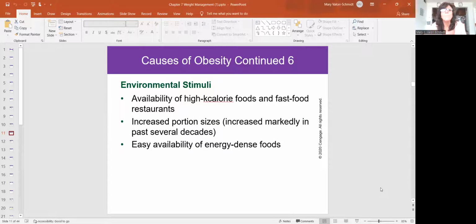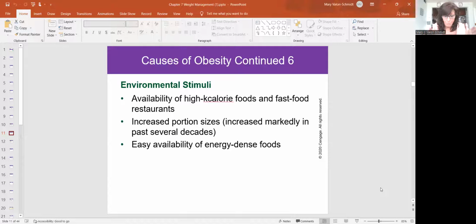There are lots of environmental factors that contribute to obesity. Availability of high calorie foods, fast food restaurants, McDonald's, Burger King, Taco Bell, list goes on and on. Portion sizes. Portion sizes in this country are huge, and they have increased markedly over the past several decades. That's the truth.